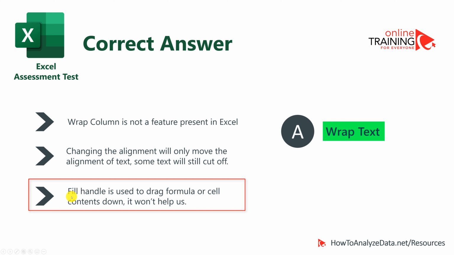So those choices presented, B through D, are just designed to trick you, and hopefully you pick the right one, which is the A, wrap text.